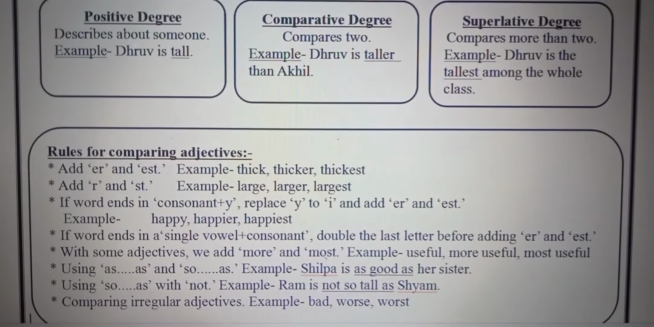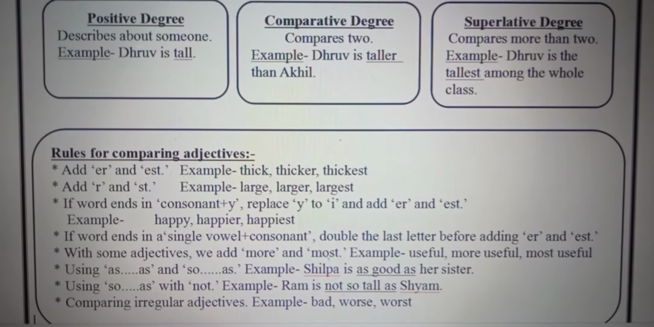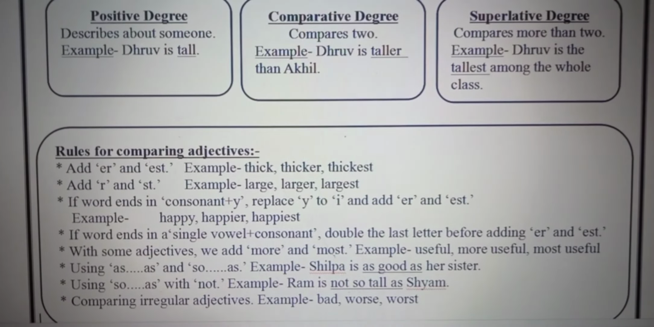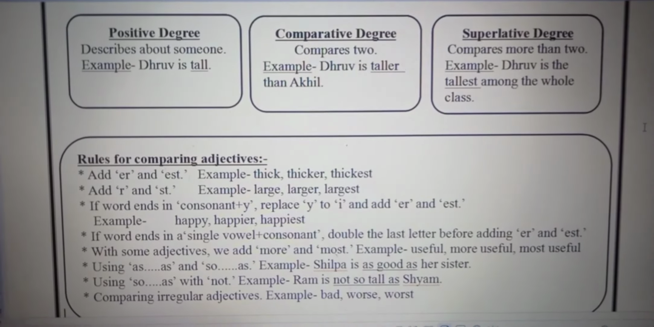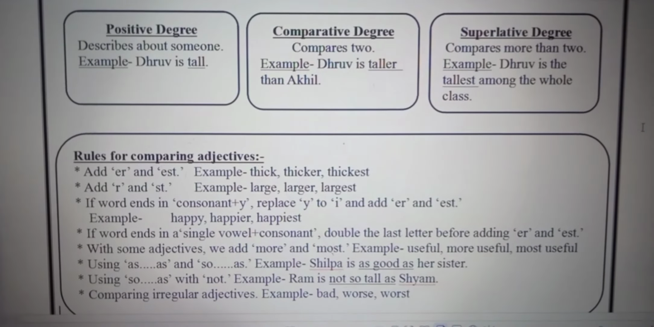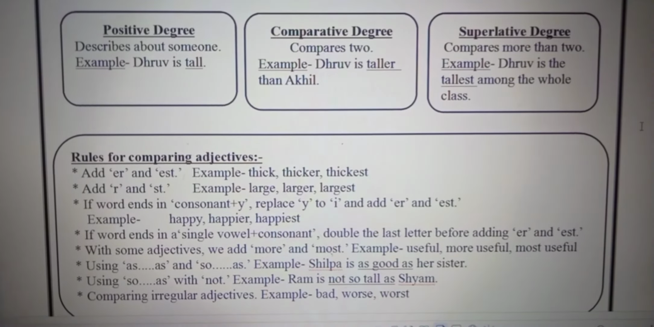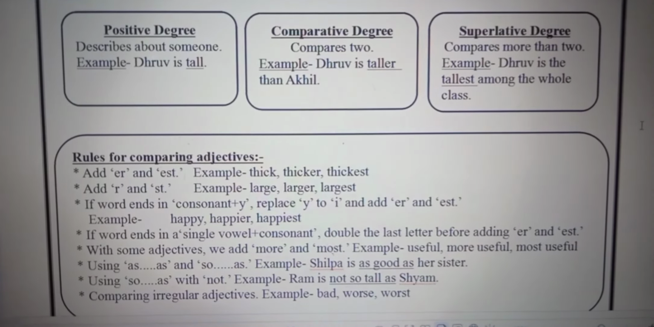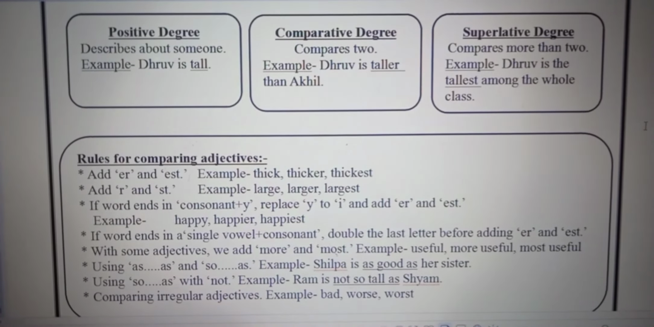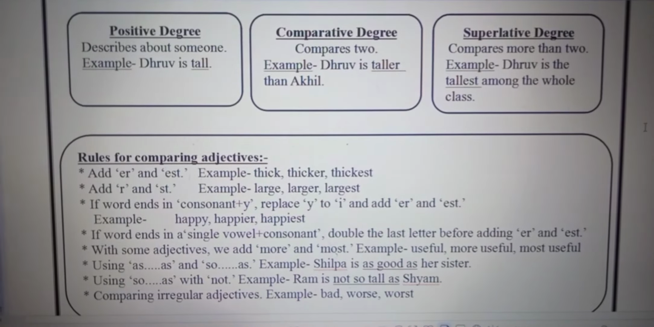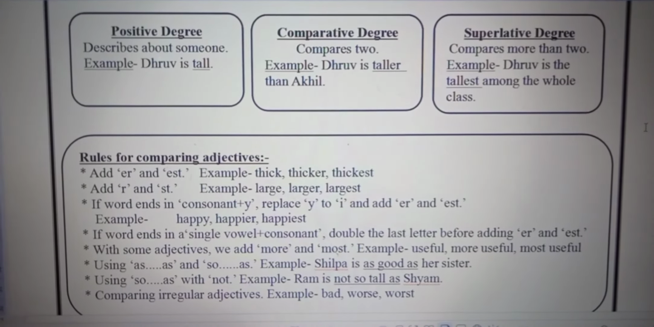Now with some adjectives we add more and most. Example, the long words like beautiful, useful, interesting. These are long words. So in these words we add more in the comparative degree and most in the superlative degree. Like more beautiful, then most beautiful. More useful, most useful.